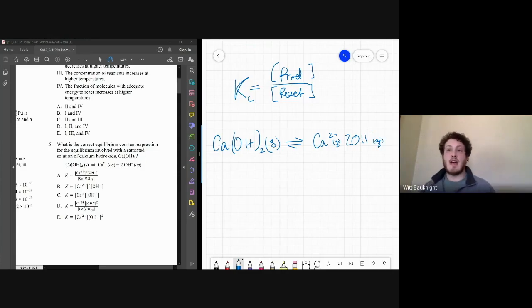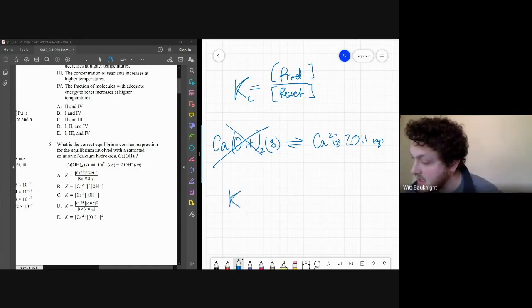So this is a heterogeneous reaction. Pretty much, we have different phases going on. And when you have a solid in this reaction with aqueous things, solids don't affect the equilibrium constant at all. It doesn't matter, their initial concentration at all. It has no effect on Kc. So Kc in this case is just the products over 1, because there are no reactants that affect the Kc.